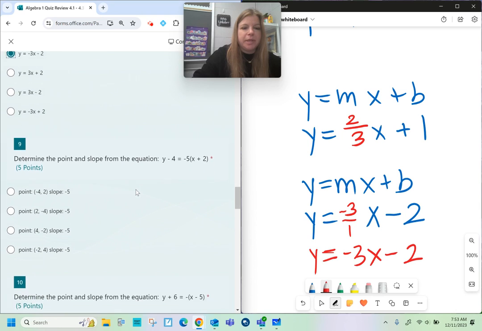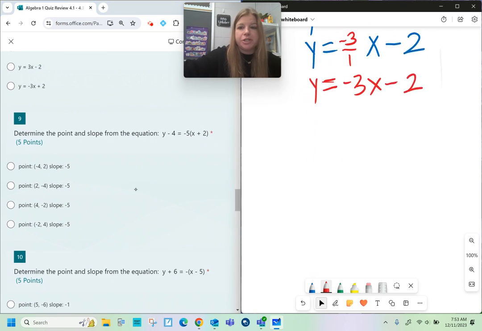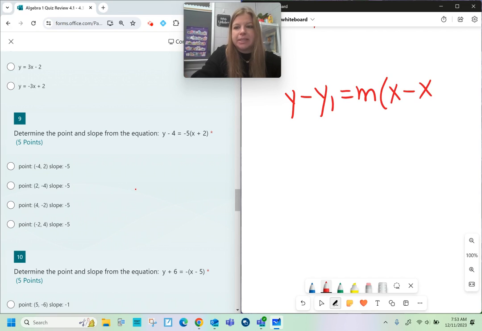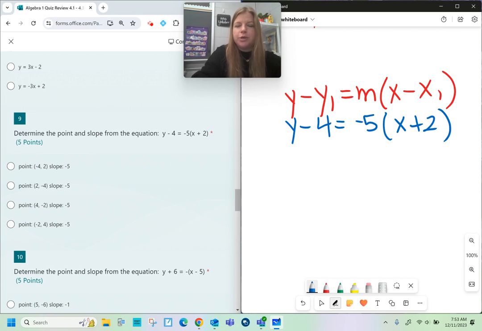Number 9, determine the point and slope from the equation. Okay, so now point-slope form. Point-slope form looks like y minus the y coordinate equals m times x minus the x coordinate. In the equation I'm giving you, y minus 4 equals negative 5 times x plus 2, you can see that things line up pretty nicely. The easiest thing to figure out is the slope. I definitely know that my m is negative 5, but when I look at all my answer choices, it's all negative 5. My ordered pair is the question.